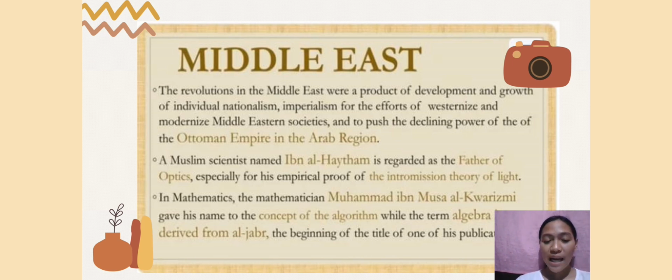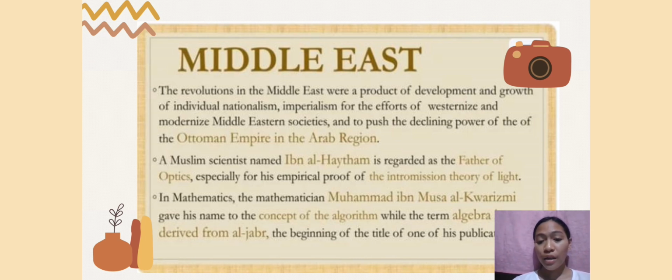A Muslim scientist named Ibn al-Haytham is regarded as the father of optics, especially for his empirical proof of the intromission theory of light. So he is considered as the father of optics. He goes on to explain his theory that light travels in a straight line. He proved this by conducting an experiment using two lanterns.